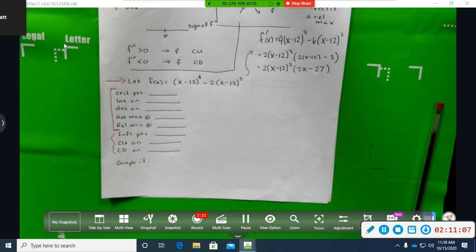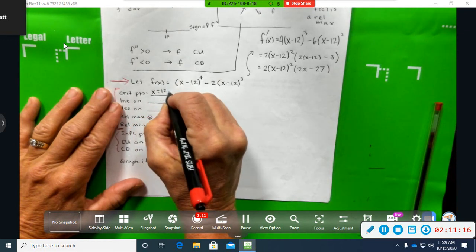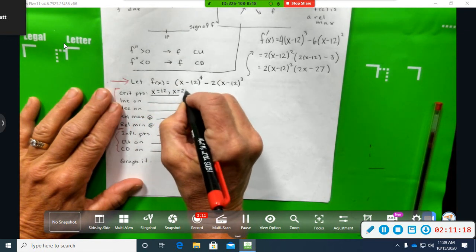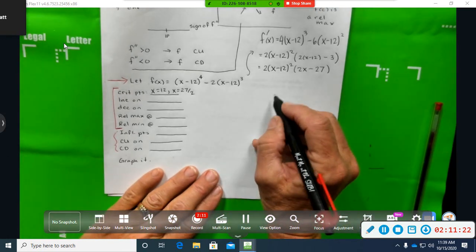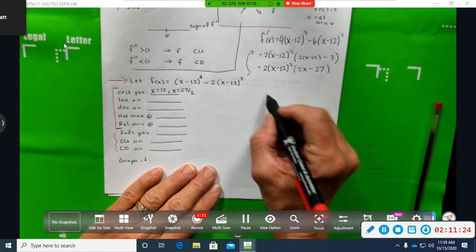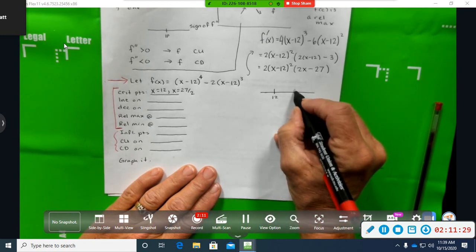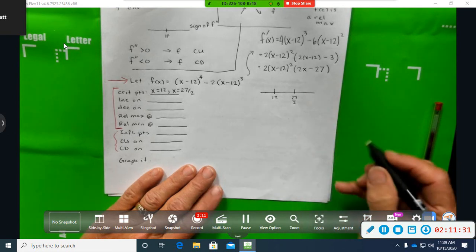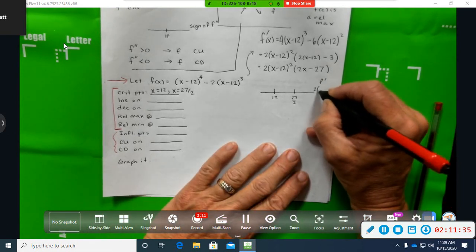So we have two critical numbers: x is 12 and 27 over 2. You're going to put those on the number line. 27 over 2 is 13 and a half. So here's x is 12, here's x is 27 over 2, and you're looking at the sign of f prime. I'm going to do it in factored form.